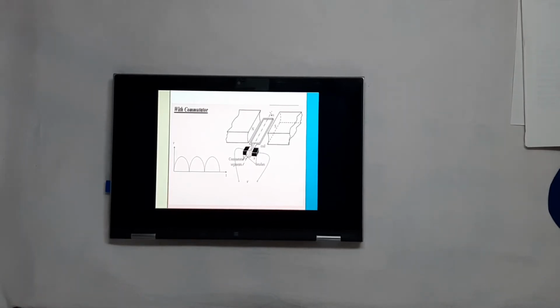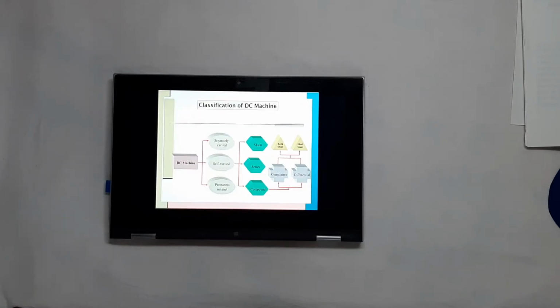Then we'll study the different types of DC generators. There are different types, or classifications, of DC machines. They are broadly divided into two: one is called the separately excited generator and the other the self-excited generator. These come under the electromagnetic machines, meaning the field is produced by electromagnets. Whereas there is one more type of machine, the permanent magnet machines.